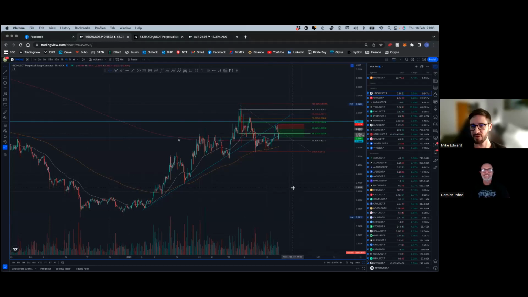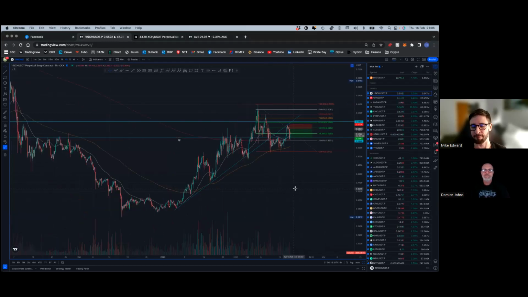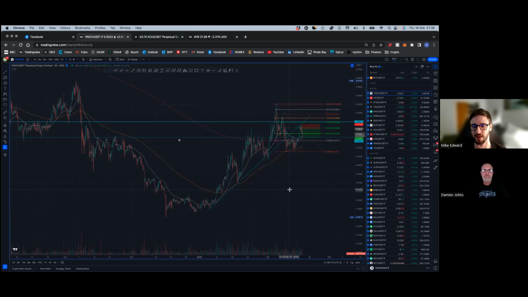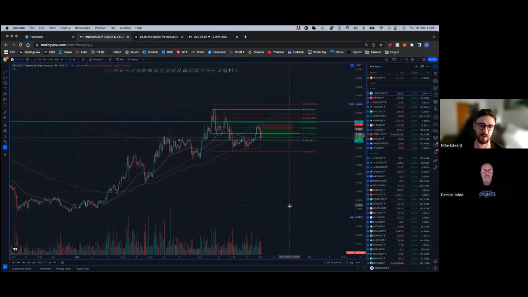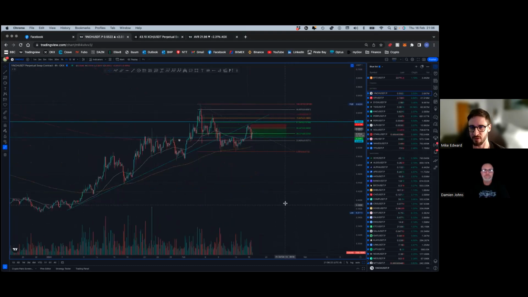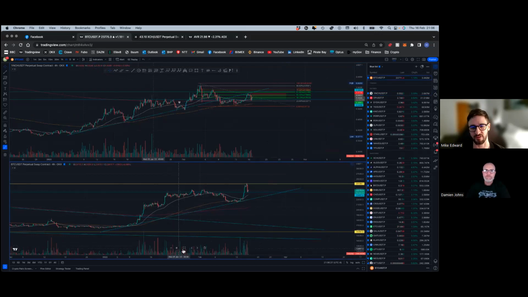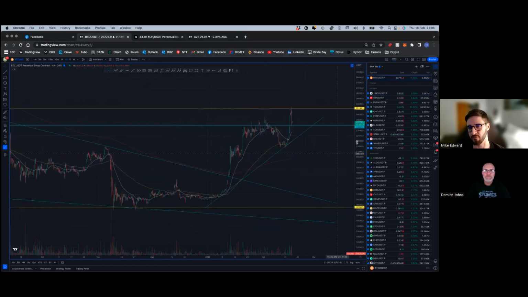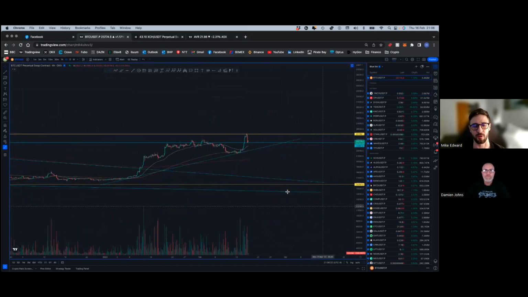So I'll just jump into some of the flag setups, whether it's a bull flag or a bear flag setup, and some of the confirmations that I look for to be able to take these trades. Obviously, first things first, before we start: always keep one eye on Bitcoin.